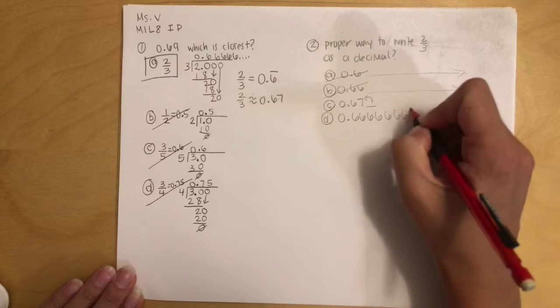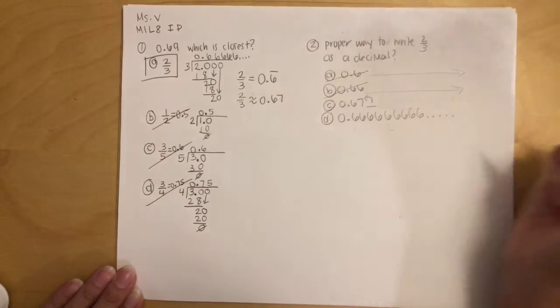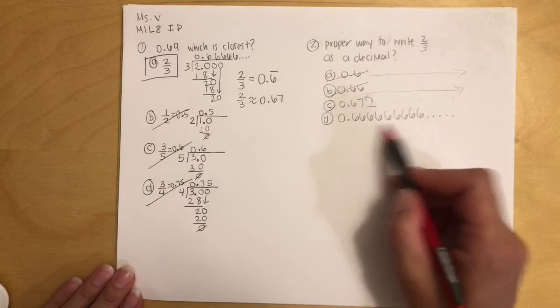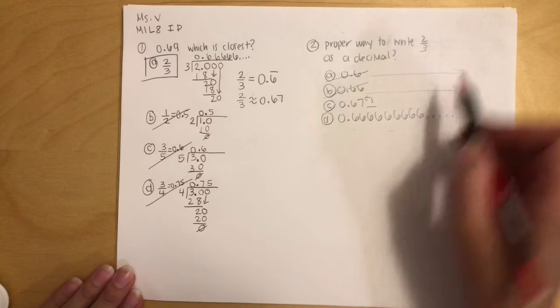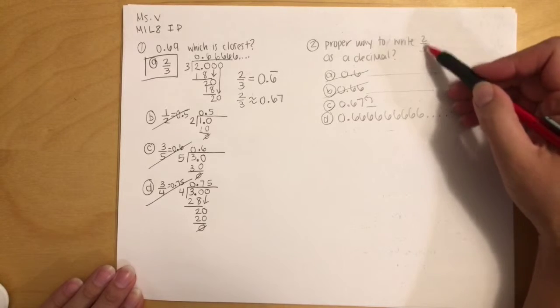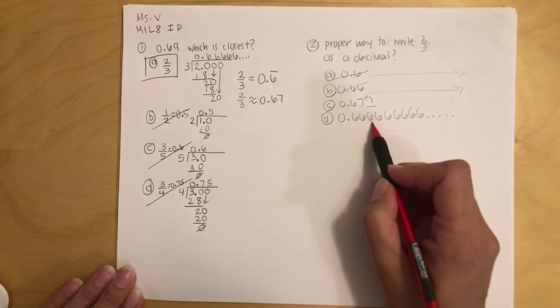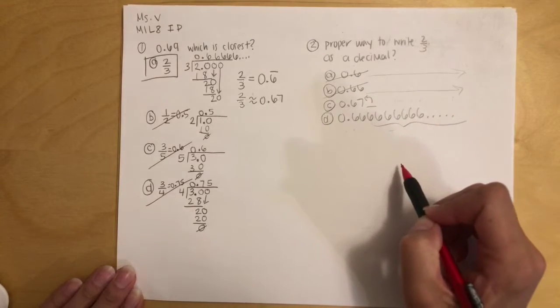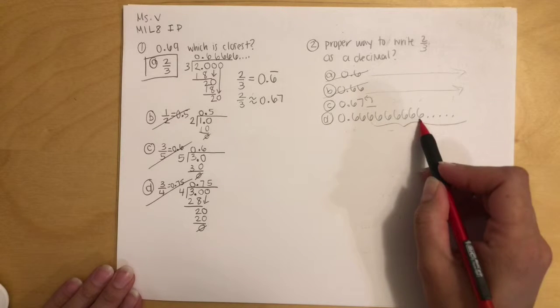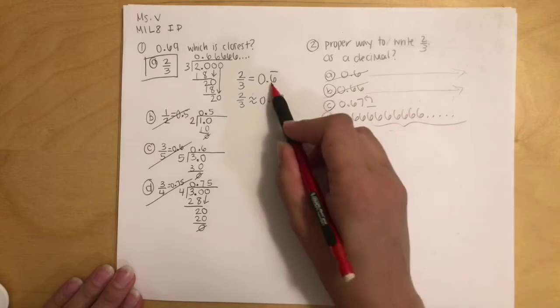0.66666. It keeps going, and then a bunch of decimals. I would say this one tells you the real answer, the closest number to what 2/3 is. It actually does represent the fact that this goes off into infinity. However, you don't need to write that many. You can just write the first one, 0.6 with a bar over it.